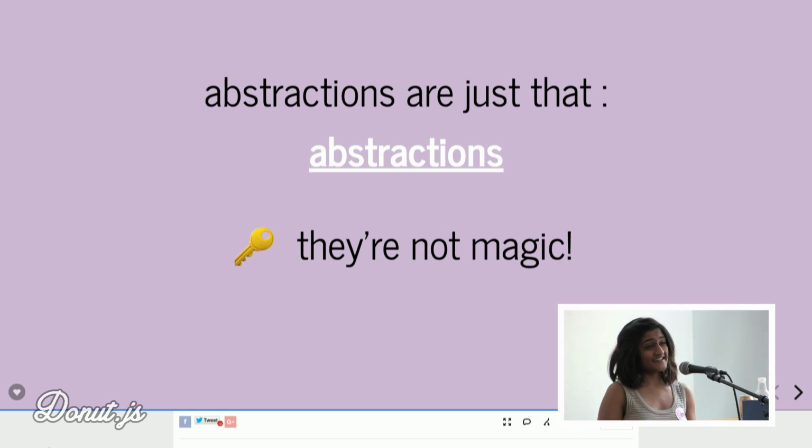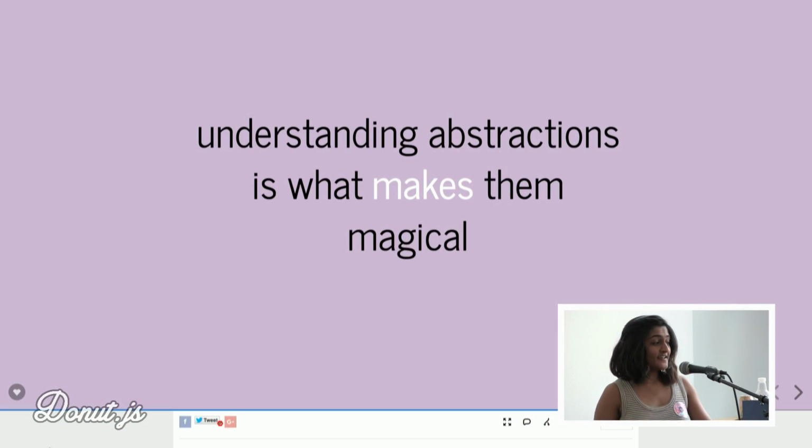You can understand and you can unpack what's going on there if you just remember that they were pulled into a little magic black box for you, but that doesn't mean you can't open it up and figure out what's going on. And I think when you start looking at what's going on under the hood and you start understanding abstractions, that's what really makes them magical.